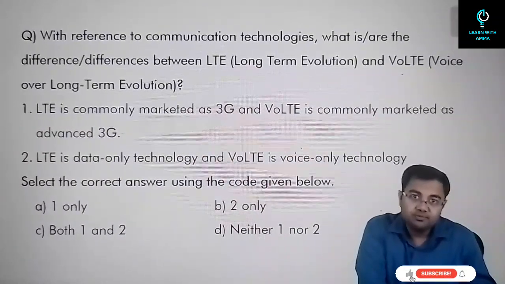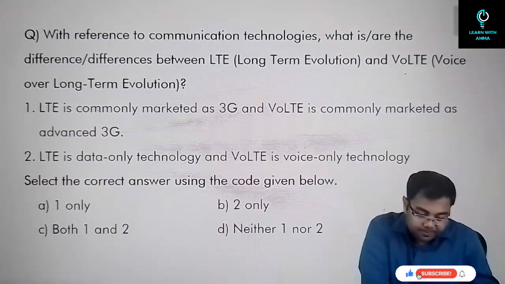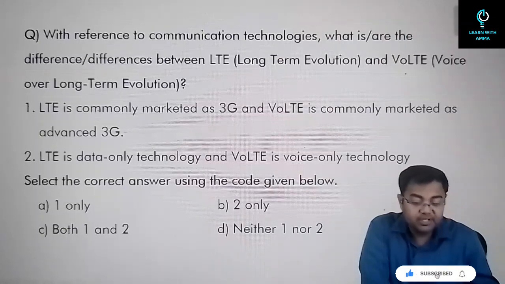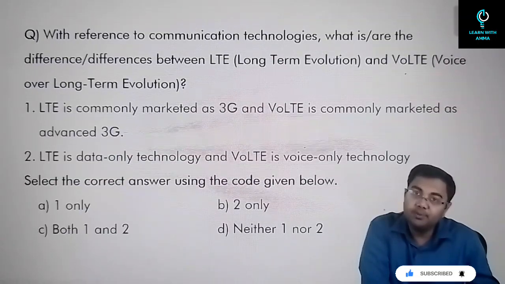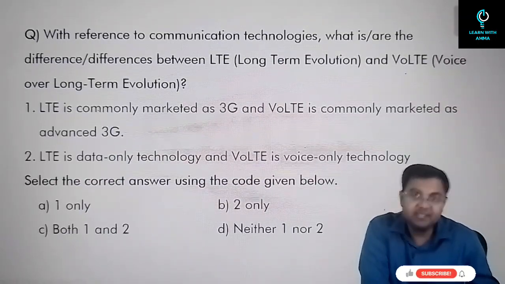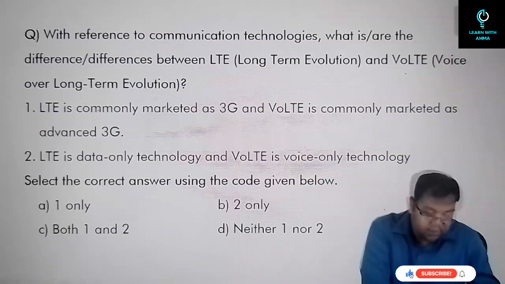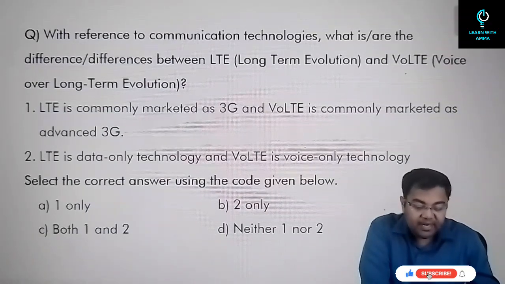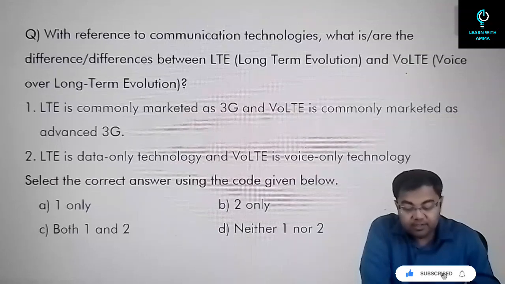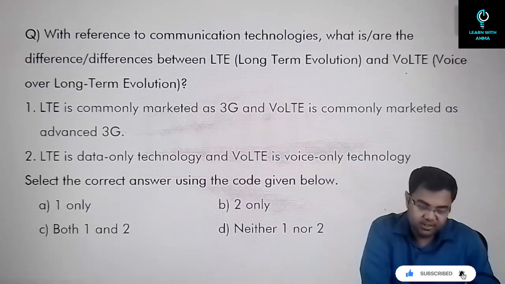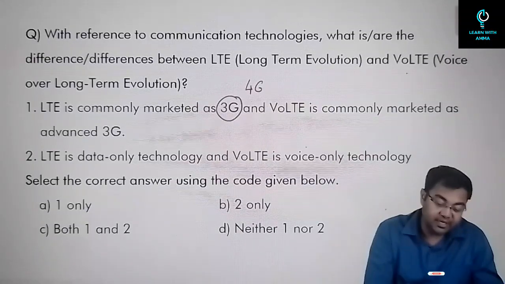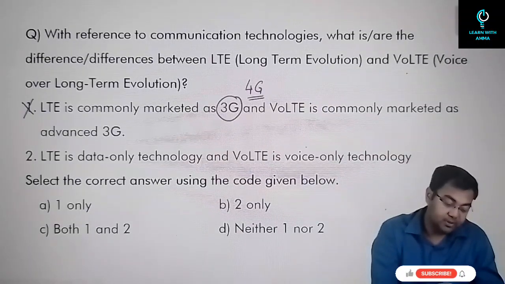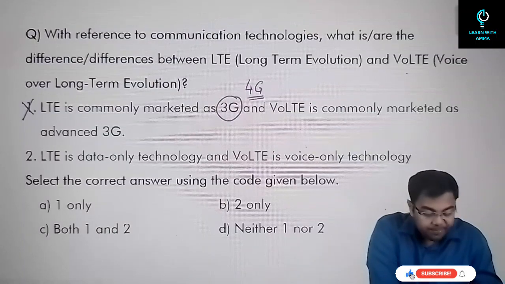Look at this question, which has come with regards to mobile networks. With reference to communication technologies, what is or are the difference or differences between LTE or long term evolution and VoLTE, that is voice over long term evolution? One, LTE is commonly marketed as 3G and VoLTE is commonly marketed as advanced 3G. This is completely false because we discussed that LTE and VoLTE both started to come with 4G. So that's why statement number one is completely wrong.